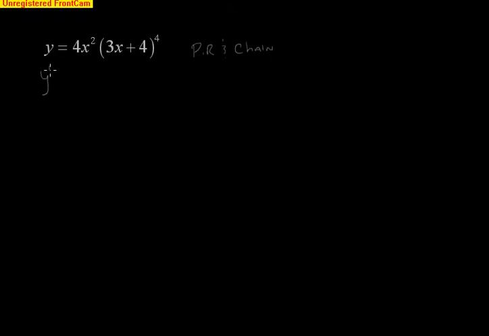So our first derivative here, starting with the product rule, it's going to be first, which is the 4x squared, times the derivative of the second. So now here's our chain rule. So we're going to have 4, 3x plus 4 cubed times 3. So there's our first times the derivative of the second, plus the second. So we're going to have the quantity of 3x plus 4 to the 4th times the derivative of the first, which is going to be 8x.